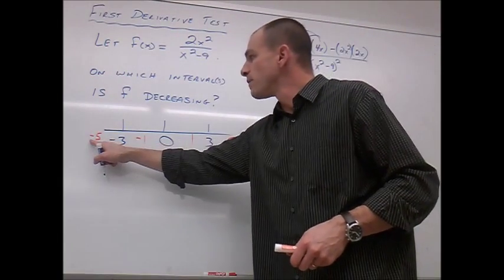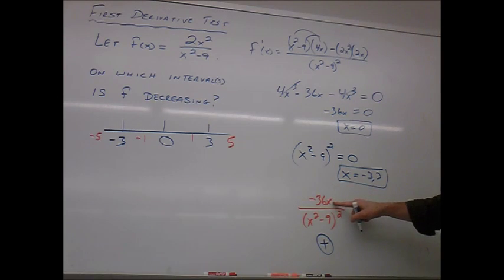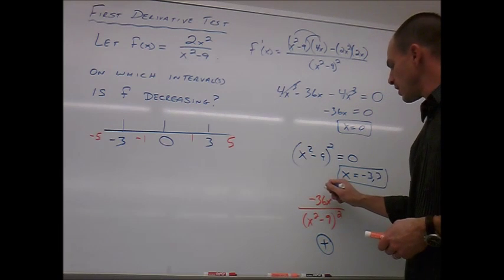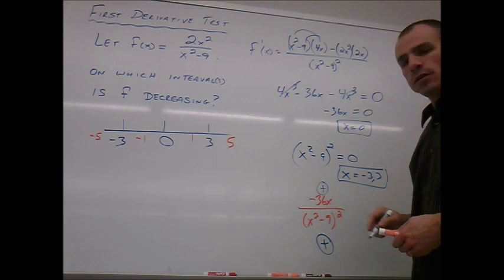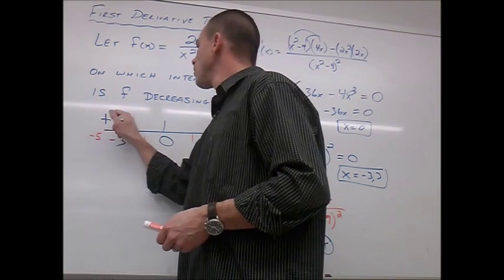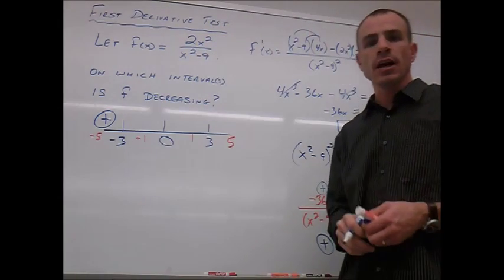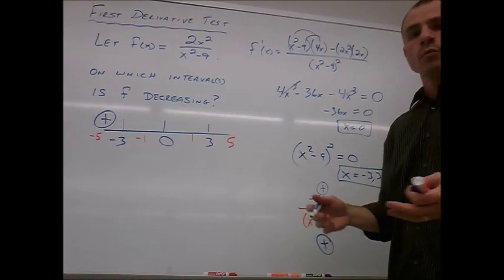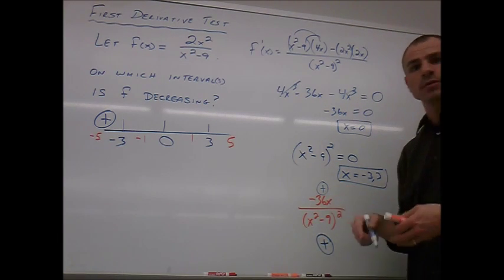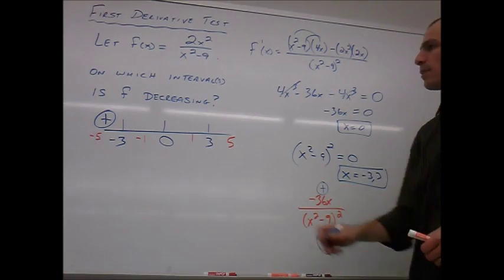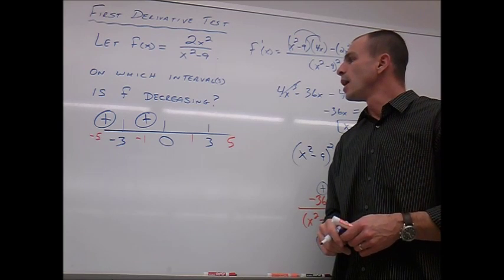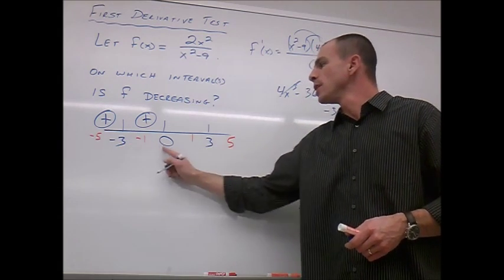Well, if our first test value is negative 5, let's plug negative 5 in for x. We have negative 36 times negative 5, and negative times a negative is a positive, so negative 5 produces a positive numerator. And a positive divided by a positive is a positive, so we know that that will be positive right there on our sign chart. Now we go to negative 1. Would you agree it's going to be the same result? Okay, negative 36 times negative 1 is a positive value. Negative times a negative is a positive. Positive divided by positive is also a positive. So we are increasing as well from -3 to 0.